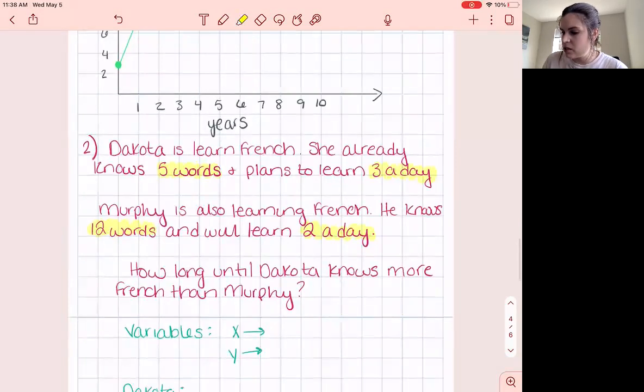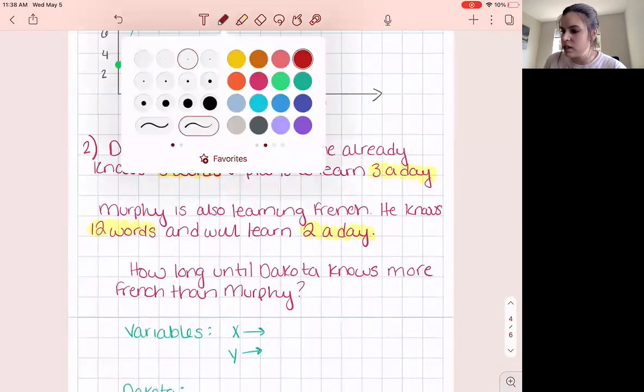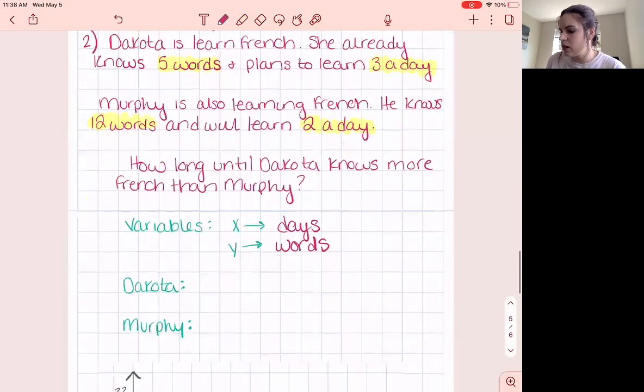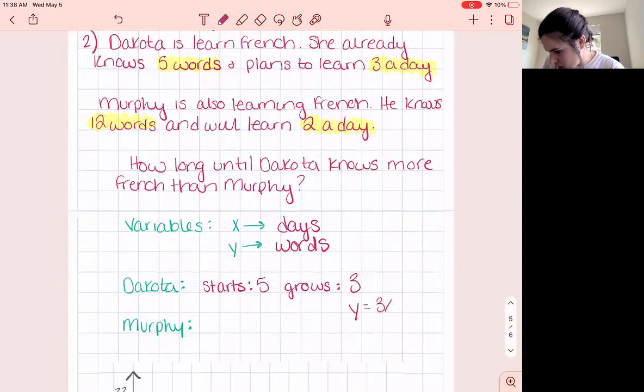So our variables for this one, X is usually time. In this case, it's days. And Y is words, French words. So Dakota, we need to know her starts and her grows. Well, she starts with 5 words and she's going to learn 3 a day. So she is Y equals 3x plus 5.